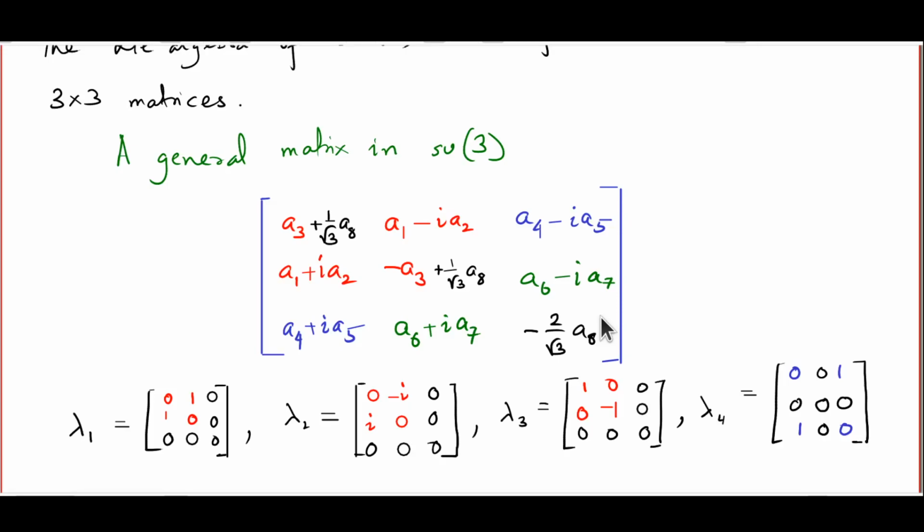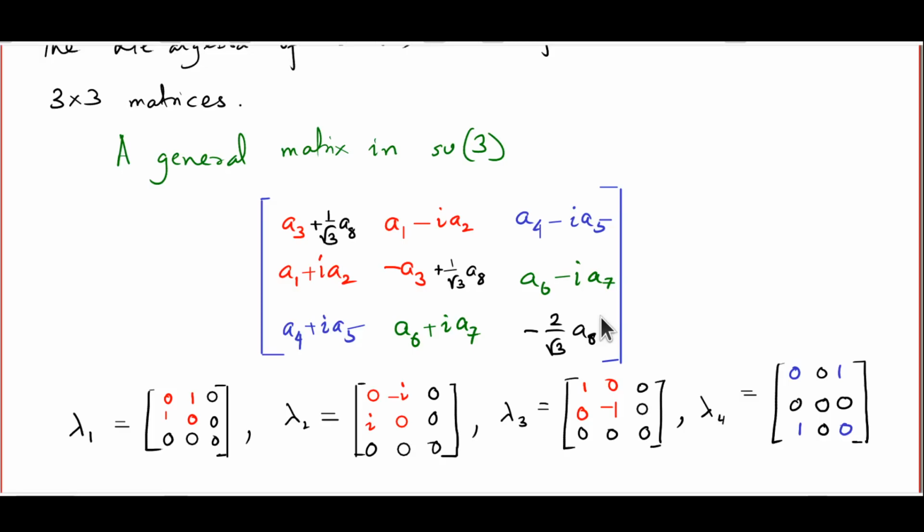But once we have written down the general 3 by 3 Hermitian traceless matrix in this form, it is rather obvious that we can write down basis matrices from this. All you have to do is take coefficients A1, A2, A3, etc., and write this general matrix as A1 times lambda 1 plus A2 times lambda 2 plus A3 times lambda 3 and so on. And this immediately gives me this particular choice of 8 basis vectors.